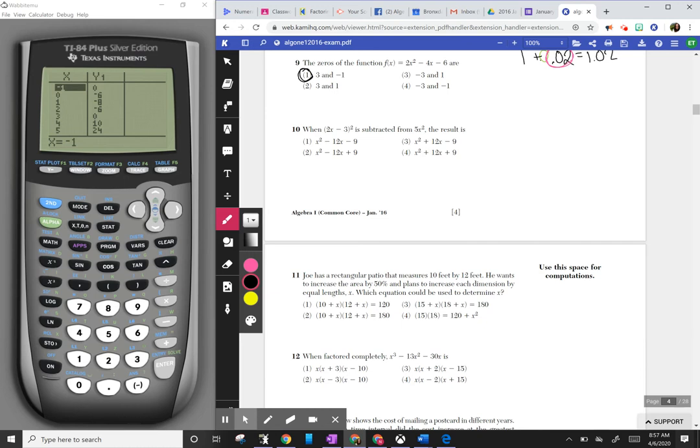Question 10. When 2x minus 3 squared is subtracted from 5x squared, the result is. So let's write that out first. So we want to subtract this, 2x minus 3 squared, from 5x squared. So that means we're going to take 5x squared and subtract 2x minus 3 squared from that. Now you can simplify this. You can also use the graphing calculator here. So I'm going to do the simplifying by hand, and then I'll check it using the graphing calculator.